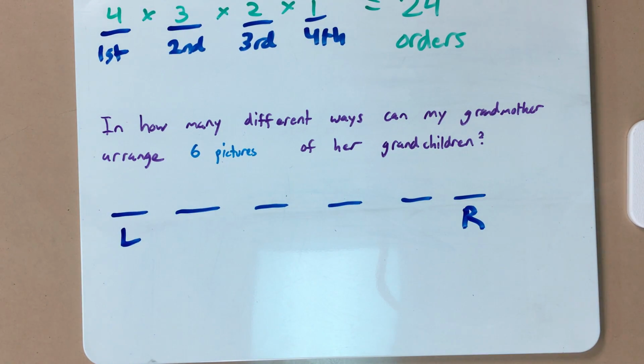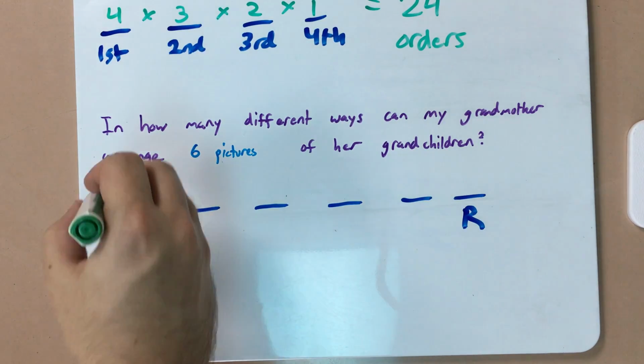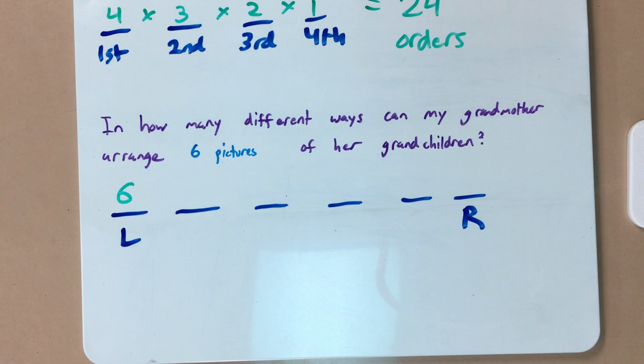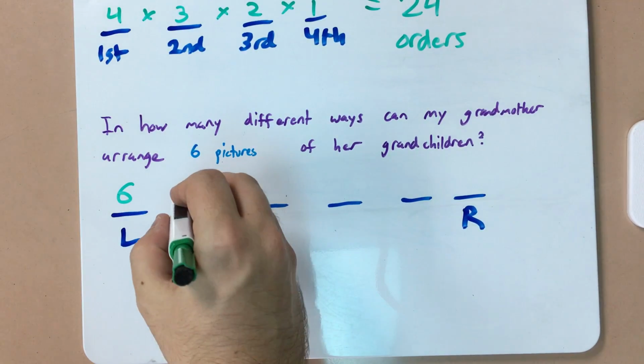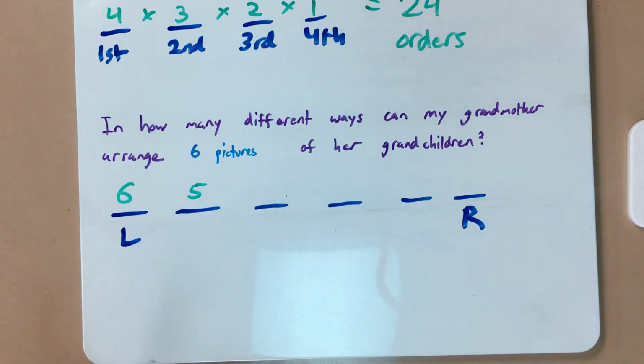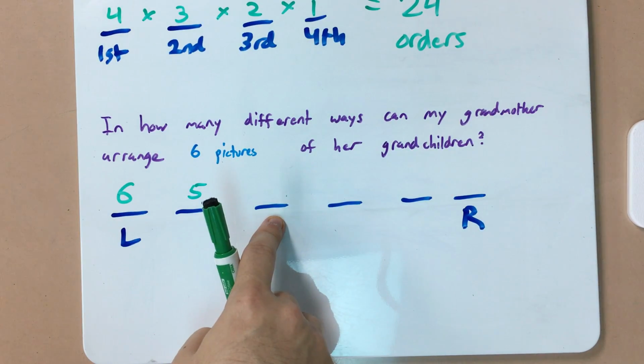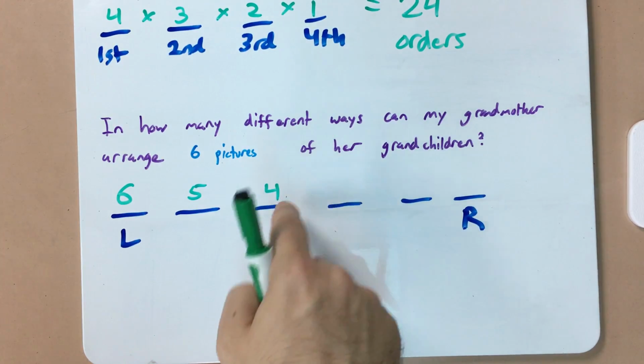Now, if we want to start by just going left to right, how many pictures can she put in the furthest left spot? Well, she has 6 pictures, so she can put 6 pictures in the furthest left spot. She picks one, she puts it there. Now, how many are left to go in the second spot? Well, if 1 picture has already been placed, that leaves 5. How about after she places 2 pictures? That leaves 4 to go in this spot.